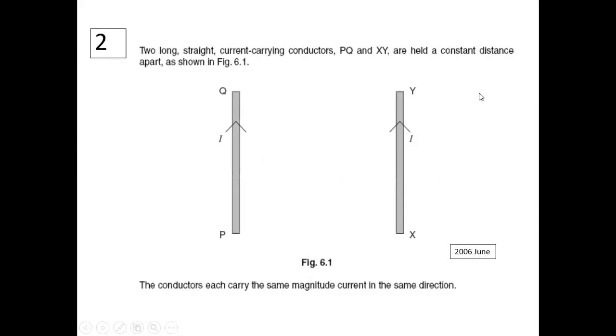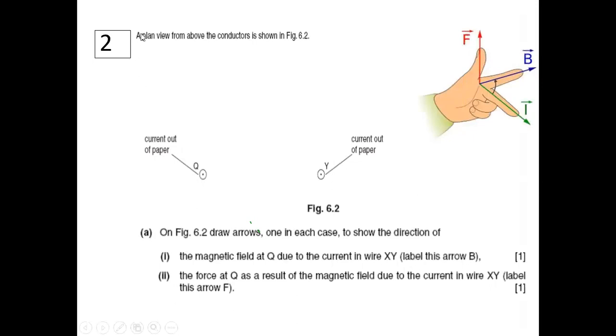Okay, this one we will try. Two long straight current-carrying conductors, PQ and XY, are held a constant distance apart. That's the distance apart in your figure there. The conductors each carry the same current, current I, in the same direction. A plan view from above, you're looking from the top. There's one wire, there's the other conductor. Both of them are coming out, shown as a point.